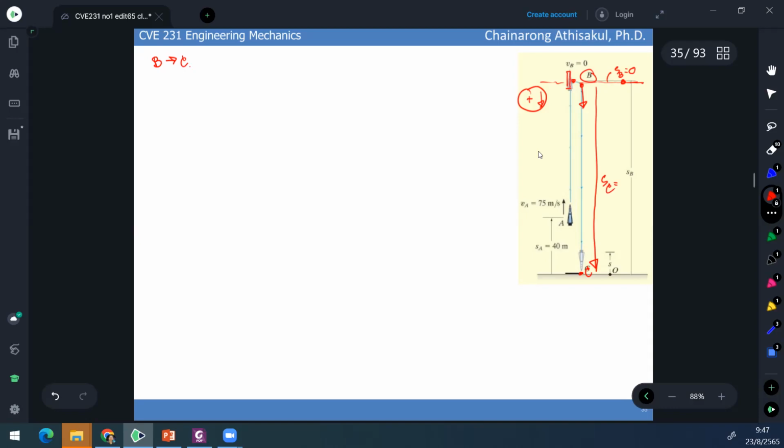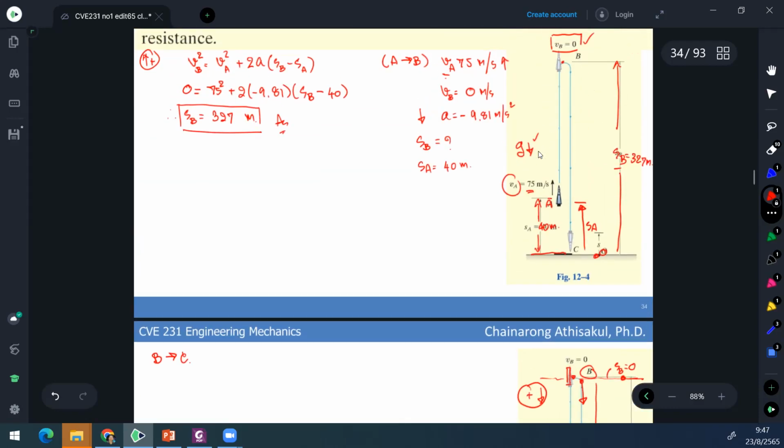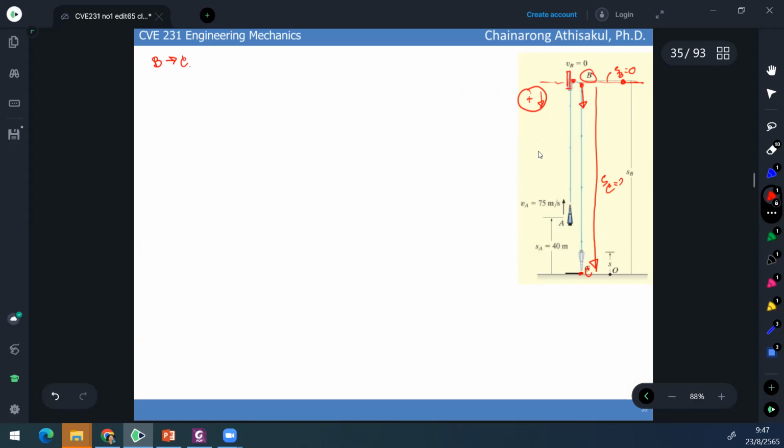SC is equal to what? SC now is equal to 327 meters. Now we know the distance from the starting point B moving back to the ground at point C, and we would like to know VC at the ground, which we don't know. And A is equal to gravity, which goes down. Down is positive.